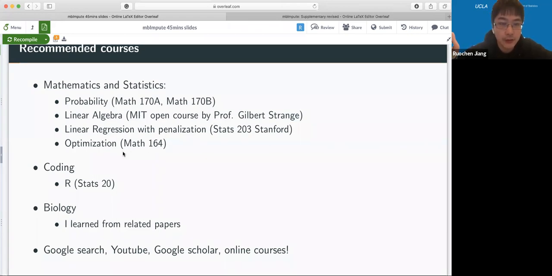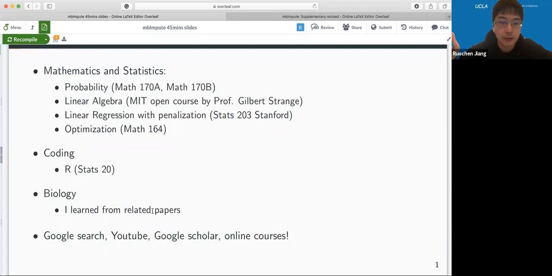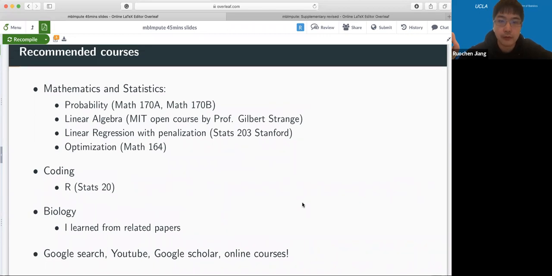And also for optimization, you can check Math 164 at UCLA. And for the coding, I have been using mainly R in my project, and there is some Python code that needs to be compiled for other packages. You can learn R in Stats 20 at UCLA. And for the biology part, I basically learned from the related papers. I think Google search, YouTube, Google Scholar, and online courses are all very good materials for you to learn about the related topics in your future research.